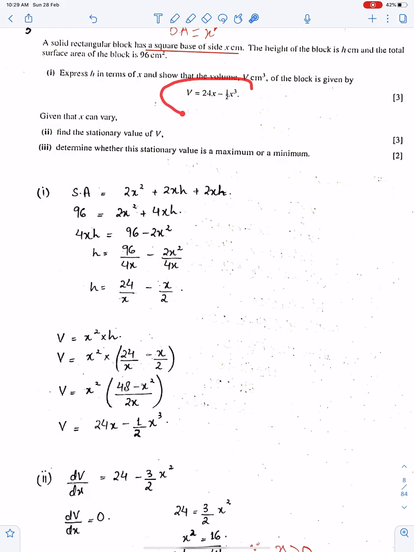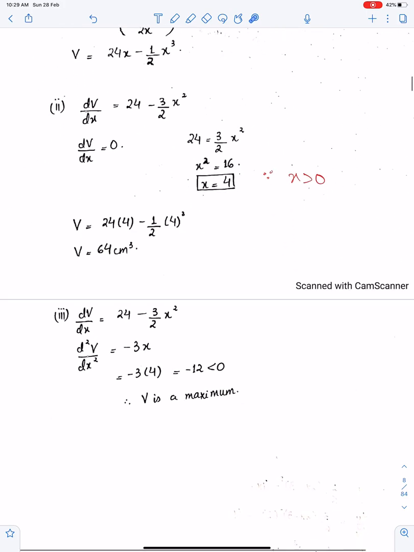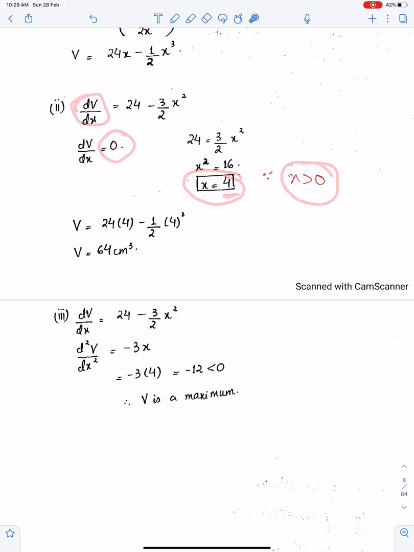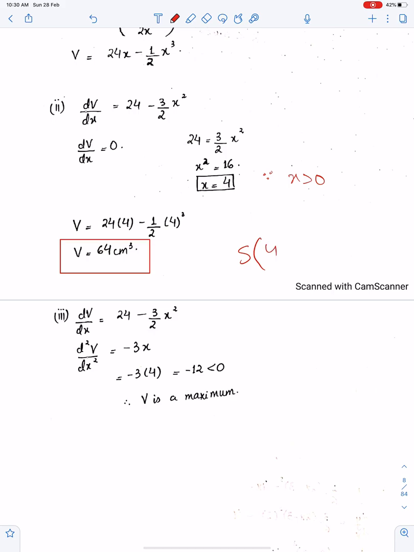For that you need to differentiate this. First, get the differential of V with respect to x. This is the differential of V. Now equate this differential to 0 and get the x coordinate. Since x is positive, take just the positive value of x because x is length. Now substitute this x over here to get the stationary value of the function. This is the stationary value, the answer of this part. Make sure you give the vertical coordinate of the turning point as the stationary value. If you write this in standard stationary point context, this will be 4, 64. This is the stationary value.